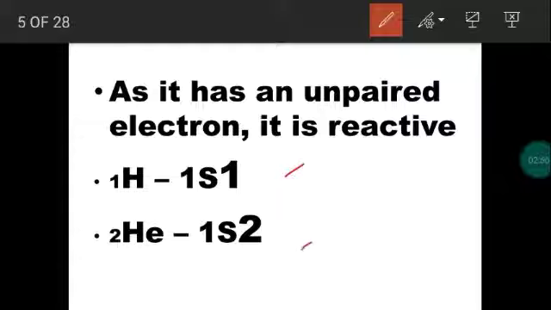Thereby, hydrogen is involved in chemical reactions. It forms different types of compounds. So due to the chemical reactions of hydrogen, it achieves the electronic configuration of helium, 1s2. It becomes stable.